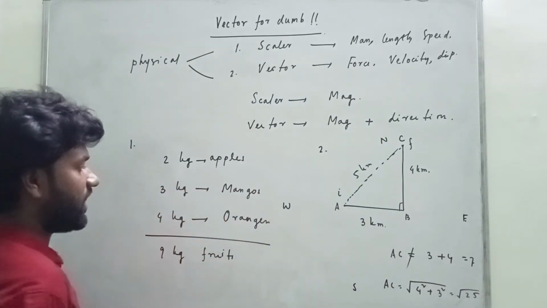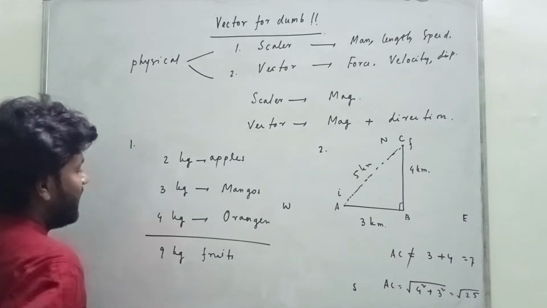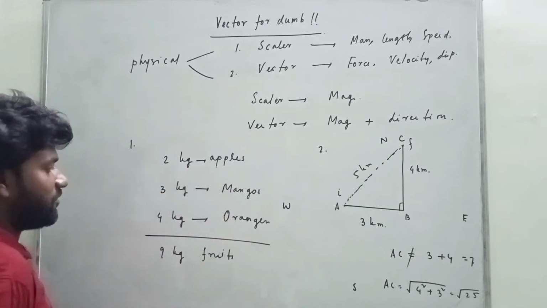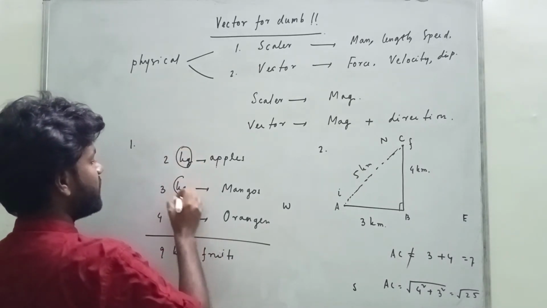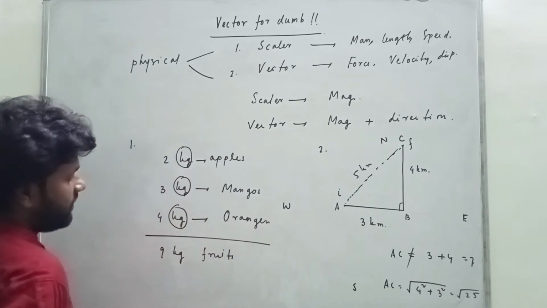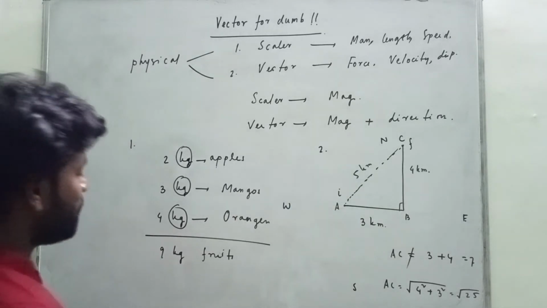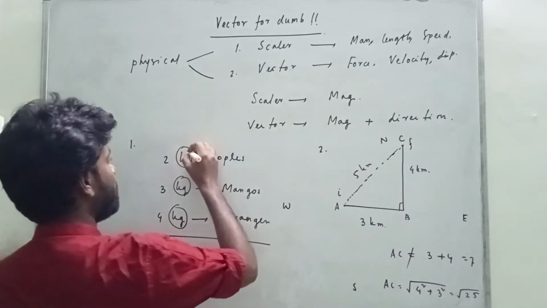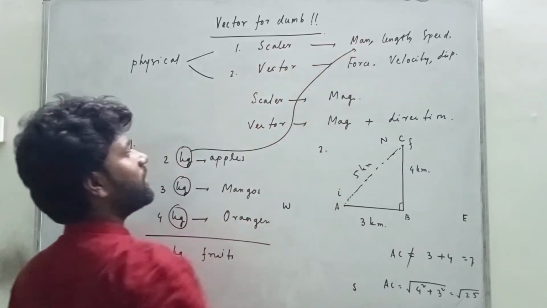In the first case, what you did was these are 2 kg apples, 3 kg mangoes, and 4 kg oranges, right? It's kg here. All of you know that kg is the unit of mass, right? The unit of mass. And mass is a scalar quantity, right?